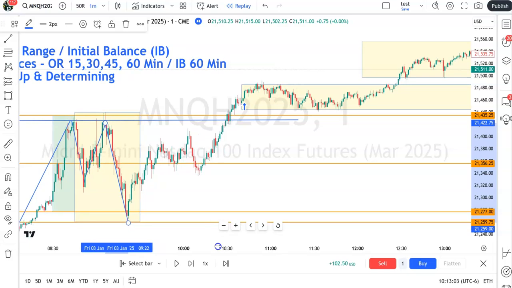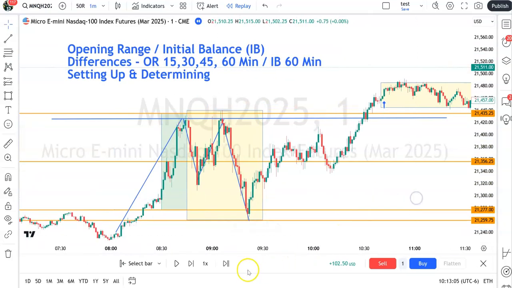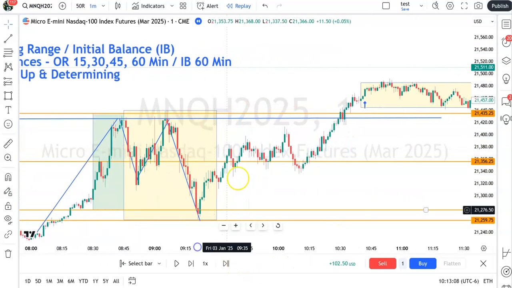I didn't even realize that till I looked at this. Let me move this over so you can see it a little clearer here. And you can Google this.